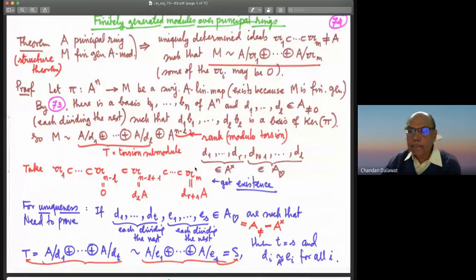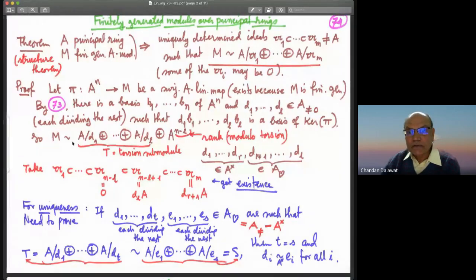then this number n minus L, the corresponding rank of the free part, will have to be the same, because that is the rank of the free module obtained from M by going modulo the torsion. That's the torsion submodule of M. And we have proved that any two bases of a free module have to be equipotent. So this number, the rank, is uniquely determined.